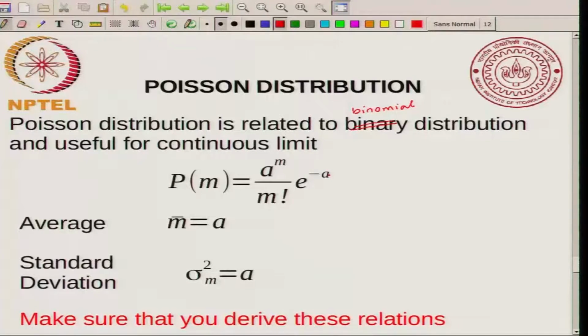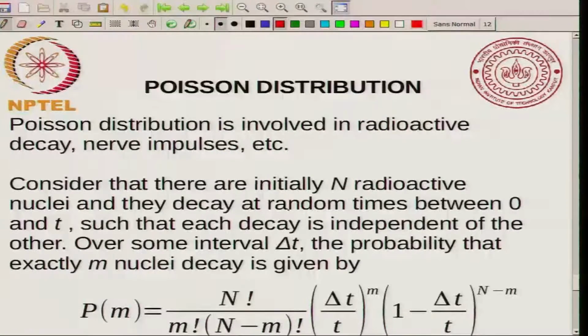So, this is what is called the Poisson distribution, and if you calculate the average of m using this distribution, you can show that this is equal to a. This is fairly easy to show. Similarly, you can calculate the standard deviation or the variance sigma m square, and that is also equal to a. Again I request you to make sure that you actually derive these relations. Now, how do we understand the Poisson distribution? Some of you might have heard that it is something that you see in radioactive decay.